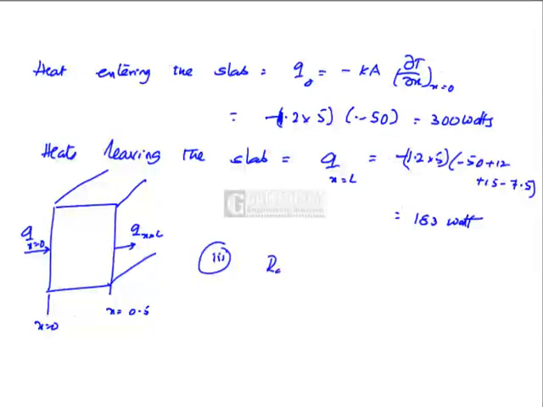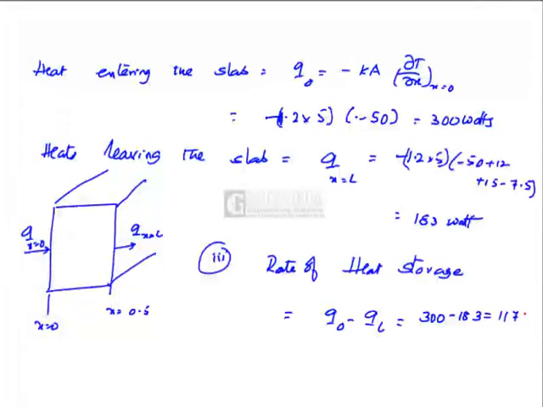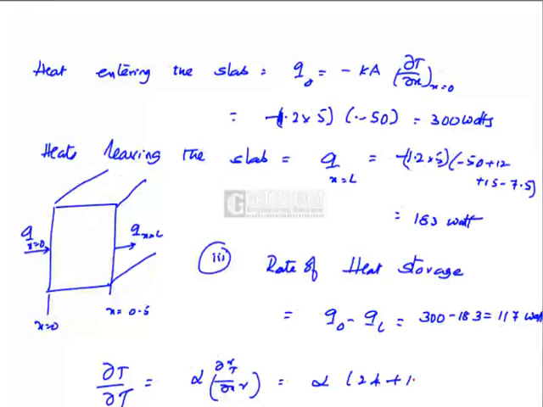Therefore, the rate of heat storage is equal to heat entering minus heat leaving, that is 300 minus 183, which becomes 117 watts. Now, to get the rate of temperature change at both sides of the slab, look at dou T by dou tau, where tau is the time, which is alpha into dou square T by dou x square, that is alpha into 24 plus 120x minus 180x square, where alpha is the thermal diffusivity.